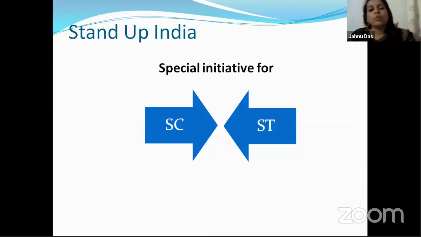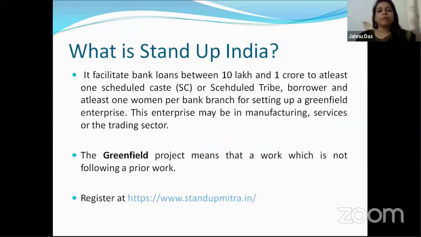Okay. So moving forward, there is another initiative known as Stand Up India. This Stand Up India initiative is specially started or maintained by the government of India, specifically for the SC and ST population. Okay. For the Scheduled Caste and the Scheduled Tribes population. So what happens in Stand Up India? What is the government saying? That it facilitates bank loans between 10 lakh and 1 crore to at least one SC or ST borrower from one bank branch.